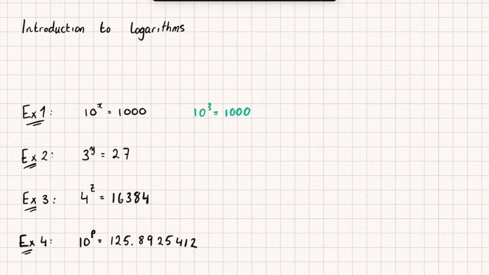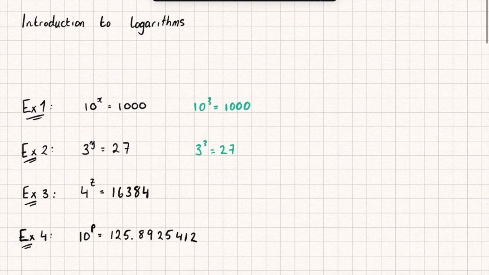Okay, let's look at example 2. We've got 3 to the power of y is 27. Well, you could probably think about it and say, oh, well, it's not squared. Oh, it's 3 cubed as well. So actually we've solved the second one. And currently we don't actually need to know anything about logarithms. We can solve these just by looking at them.